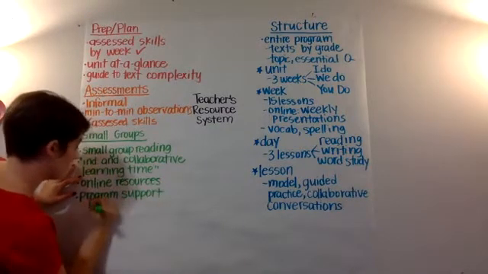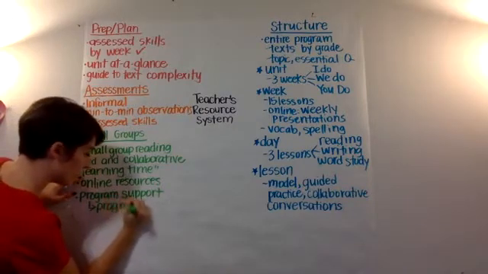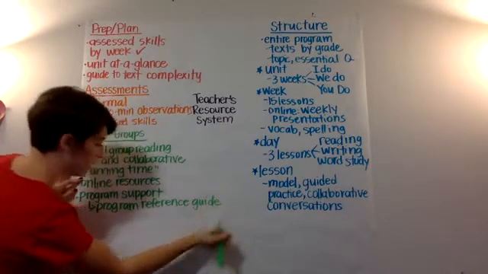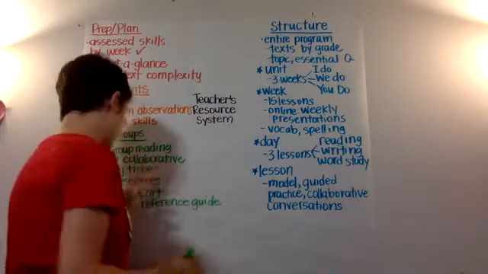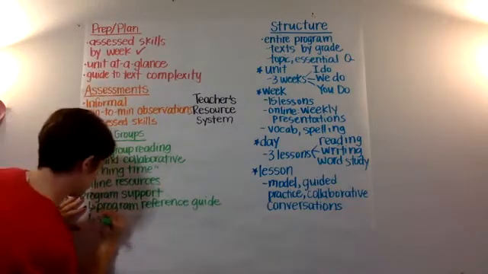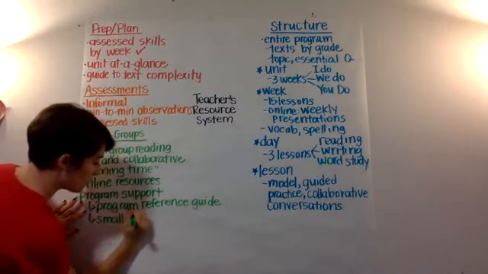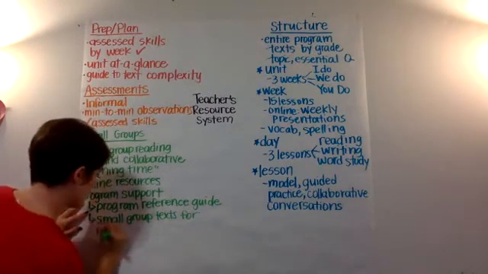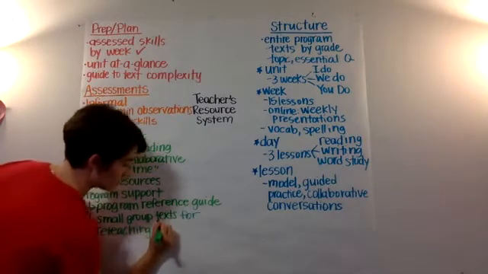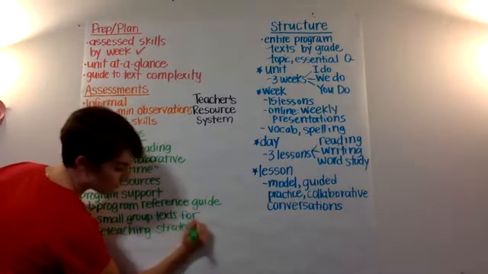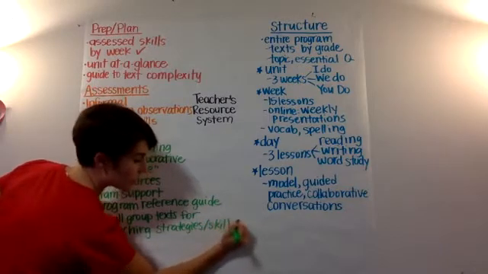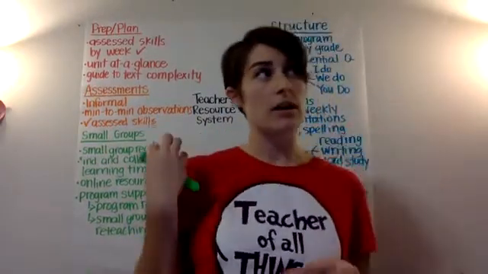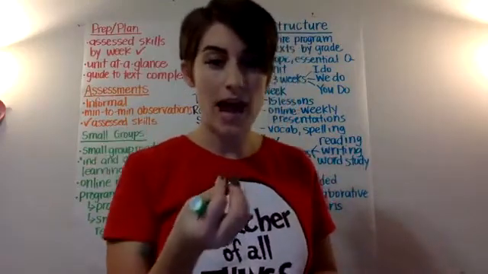If you click on that, find where it says Program Reference Guide. This is where you're going to find so much that you're going to love. The first thing you'll find that goes with our small groups are the small group texts for reteaching, strategies, and skills. So you'll find a list of your small readers, the leveled readers, under this tab, and what the strategies and skills are that pertain to that reader.